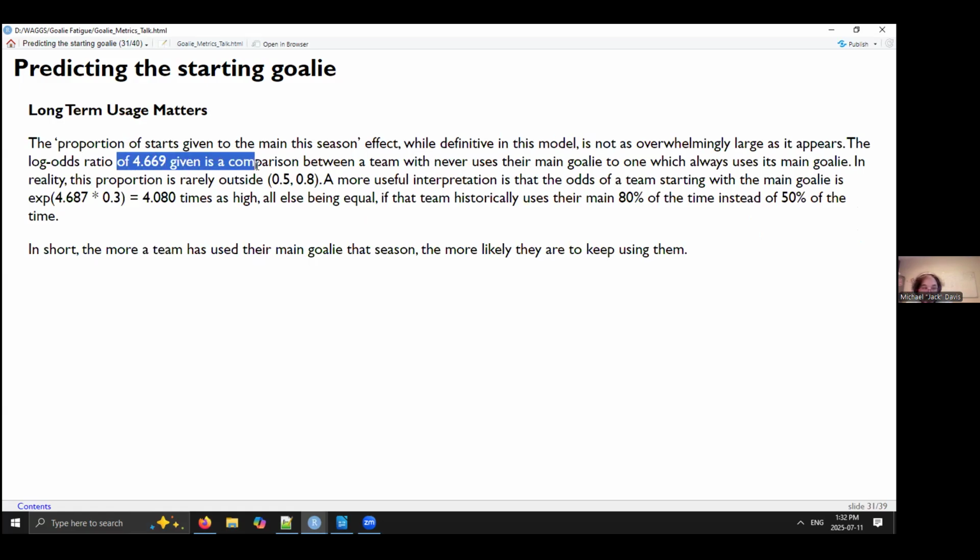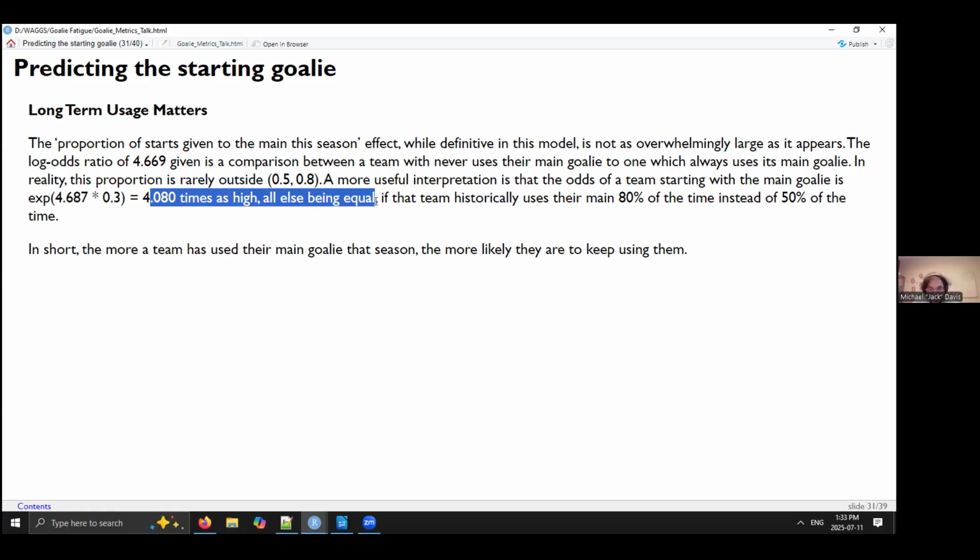The log odds ratio is 4.669 for never being used versus always being used, but that's not really a fair comparison. The proportion of times that a team uses their main goalie is rarely outside the 50% to 80% mark. If it's 50%, that means you've got two main goalies basically. So a goalie that historically tends to start 80% of the time is four times as likely, all else being equal, managing recent performance and other things.